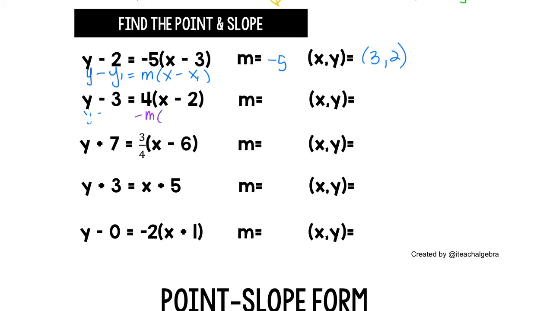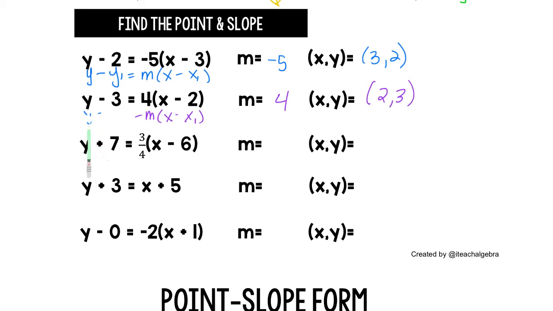Let's do it again. Y minus y1 is m times x minus x1. Our slope is 4, so m is 4. And our coordinate point is 2, 3. Let's do it again. You know what? I'm going to use the one above it this time, and I'll show you why.